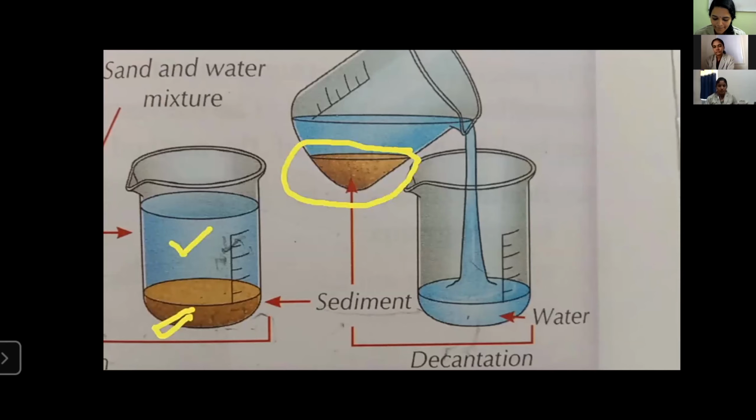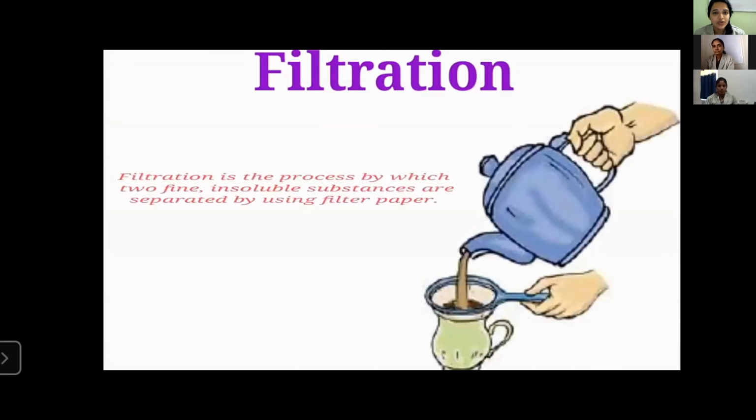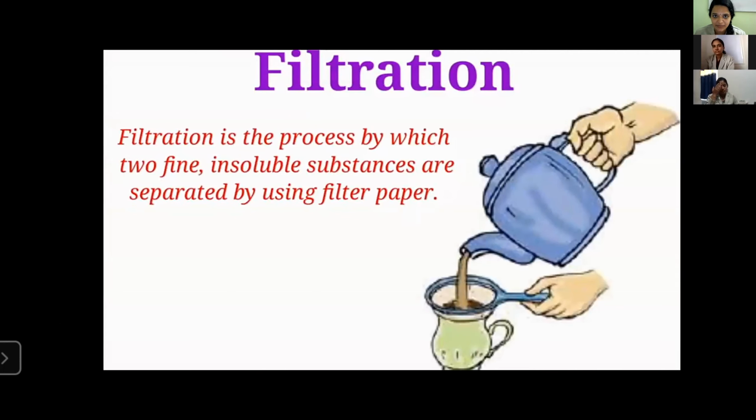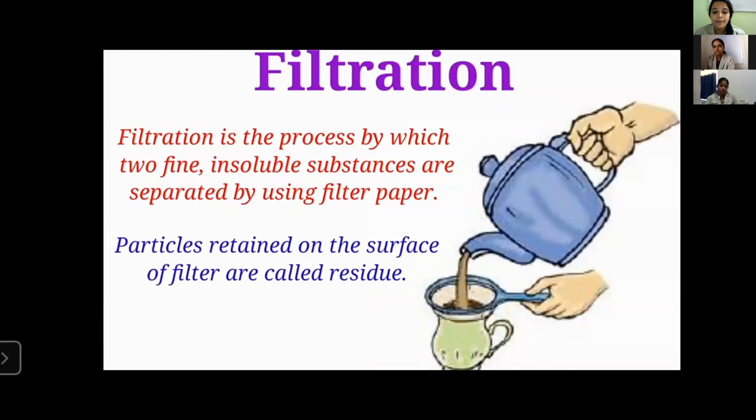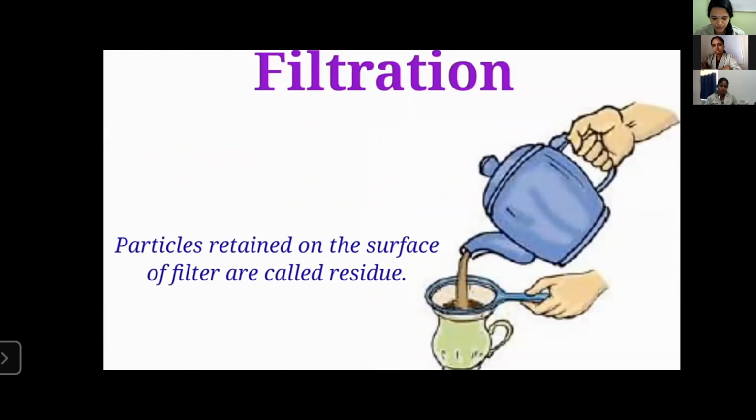Filtration is very common, very familiar to you. We actually filter tea leaves from tea. That is the basic filtration we see in our kitchen. It is the process by which two fine insoluble substances are separated by using filter paper. The two substances should be insoluble and we use a filter paper to separate them. The particles retained on the surface of the filter are called residue.